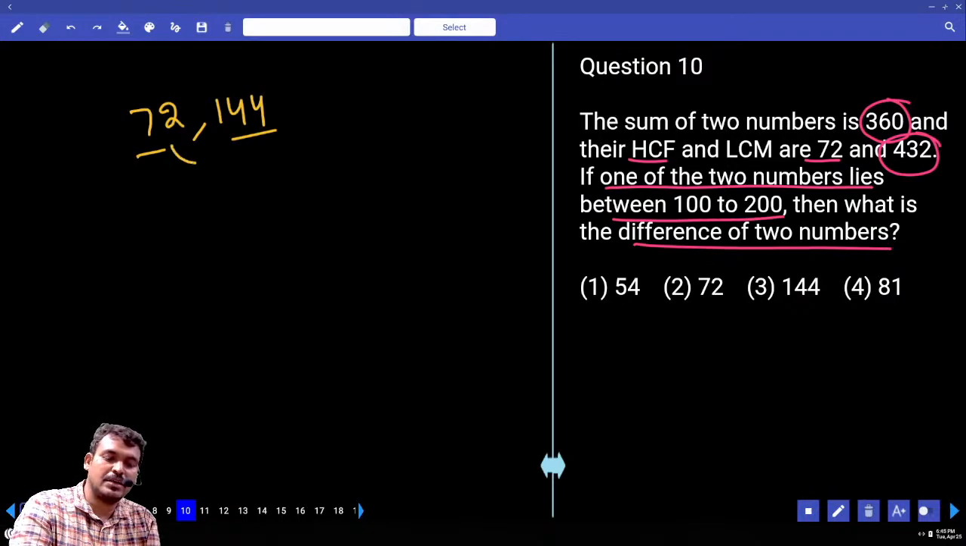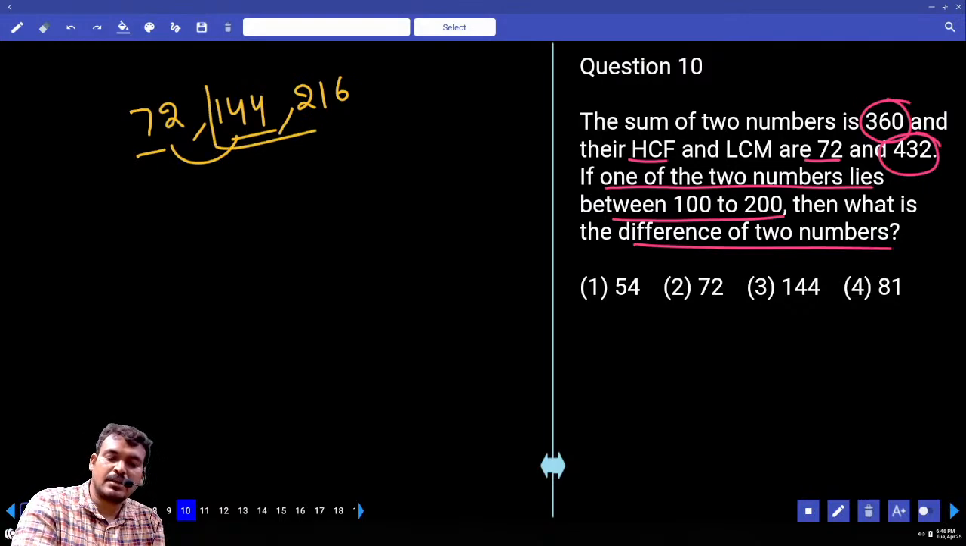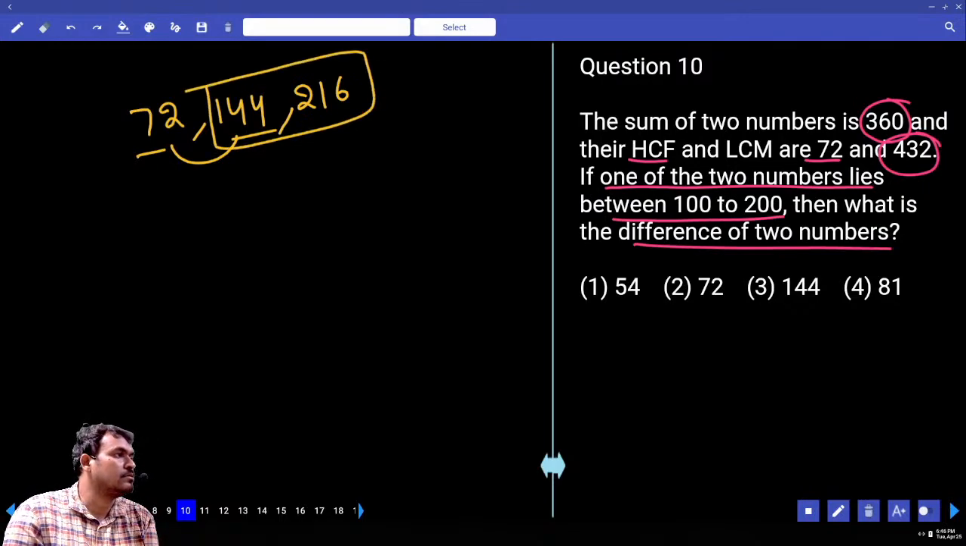360. But here, 72 and 144, 360? No. 72 ones are 72, 72 twos are 144, 72 threes are 216. What is the common factor of 144 and 216? 72. 144 plus 216, 360. Two conditions satisfied. Next, one of the numbers is in between 100 to 200. 144 is possible or 216 is possible?